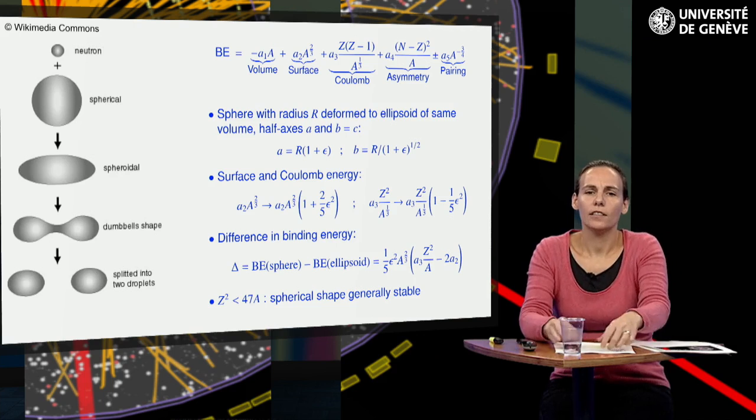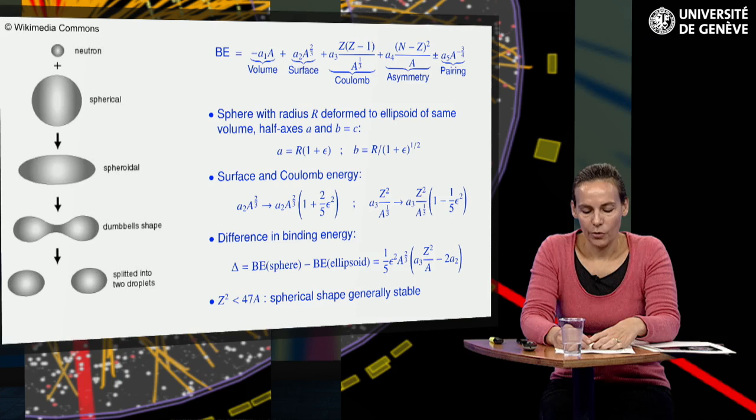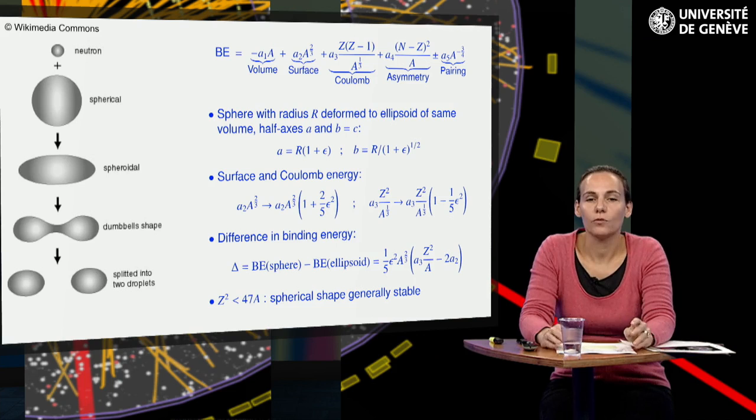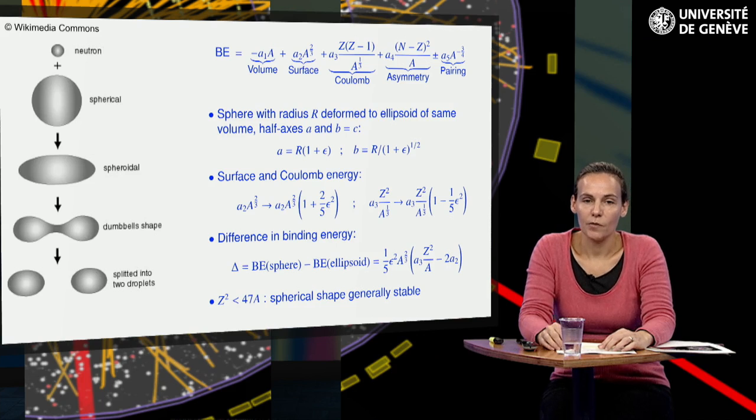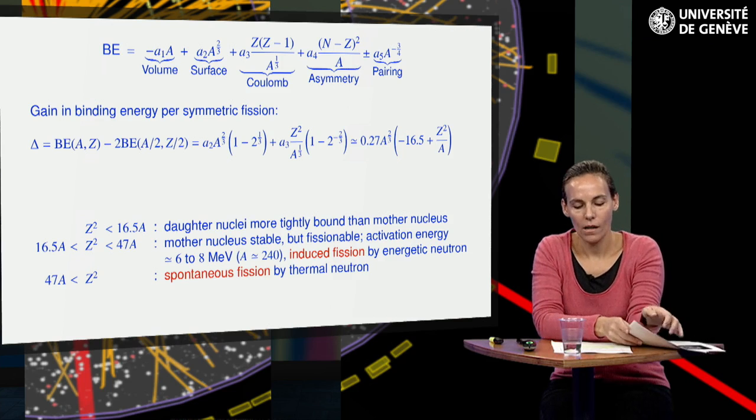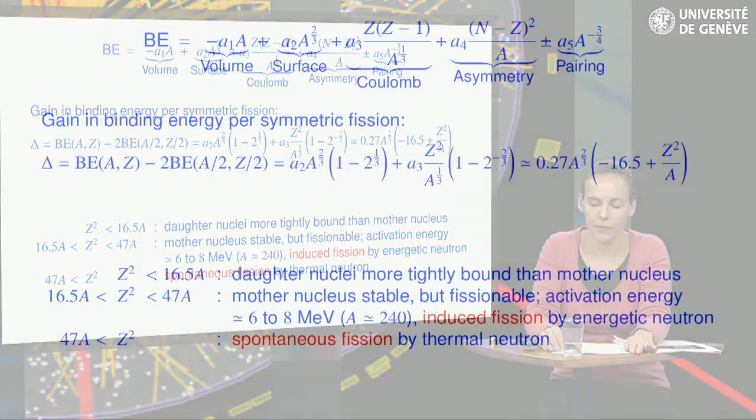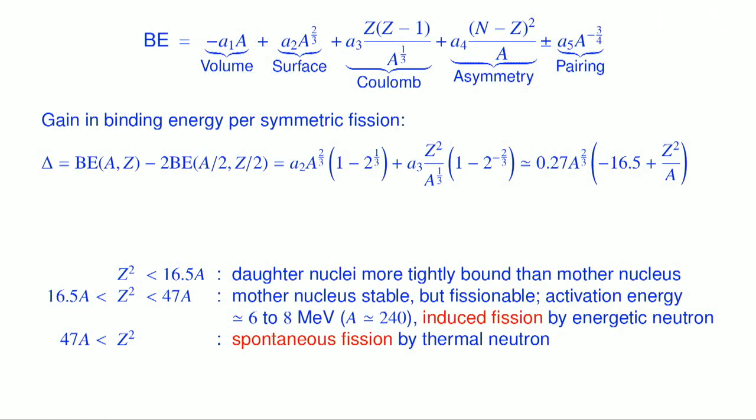Heavy nuclei have Z less than half A, so the condition Z square less than 47A is satisfied. The spherical shape corresponds to the maximum binding energy, but even in that case, fission can be energetically favorable if the sum of binding energies of the daughter nuclei is favorable with respect to the mother nucleus. Let us calculate this case for a symmetric fission, assuming spherical daughter nuclei for simplicity.